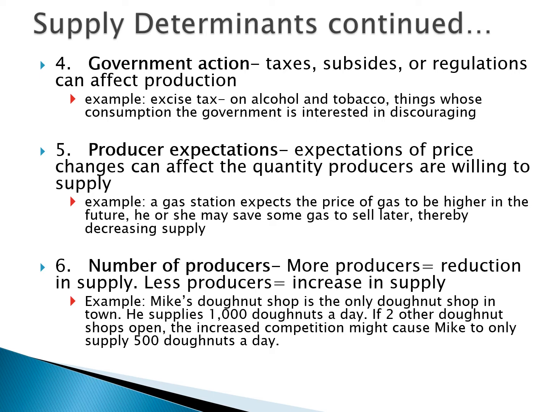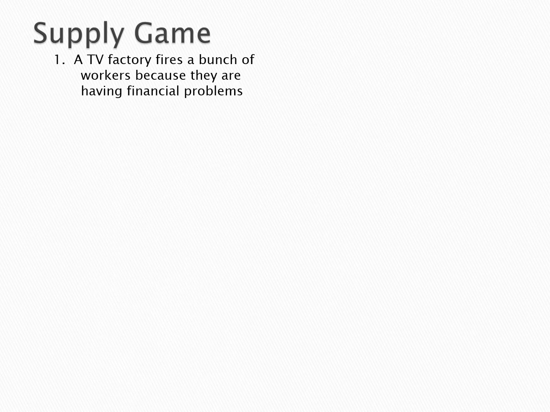And those are the 6 determinants. So let's take a look at some of these situations, see if we can determine the determinant and whether supply is going to increase or decrease. Number 1, a TV factory fires a bunch of workers because they're having financial problems. Well, that would be labor productivity, because you don't have as many people working there, so you're not going to be as productive with the human workers, and so supply will decrease because you have fewer workers there.